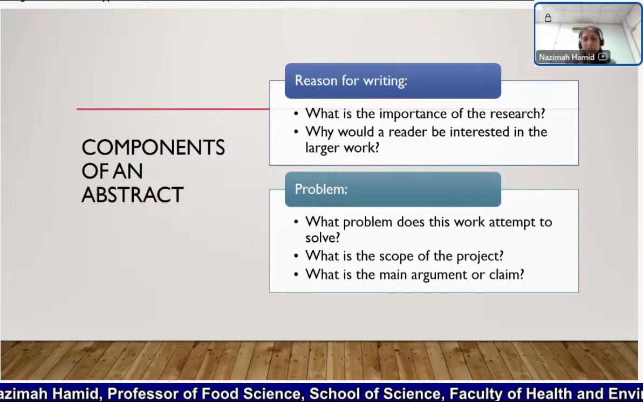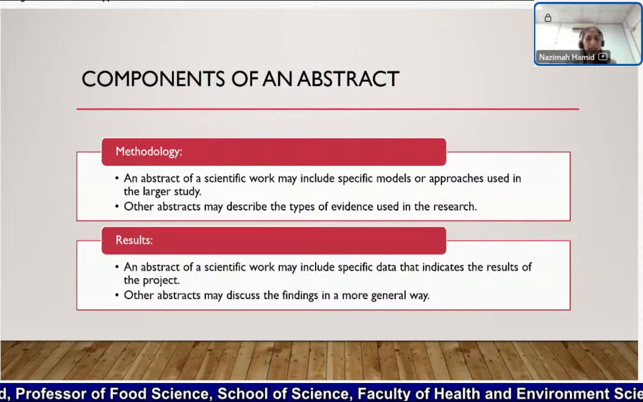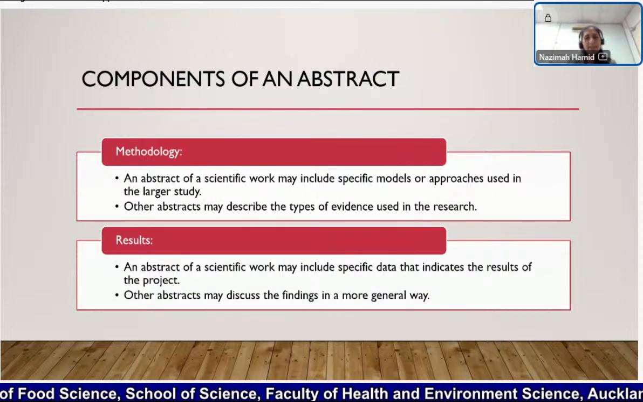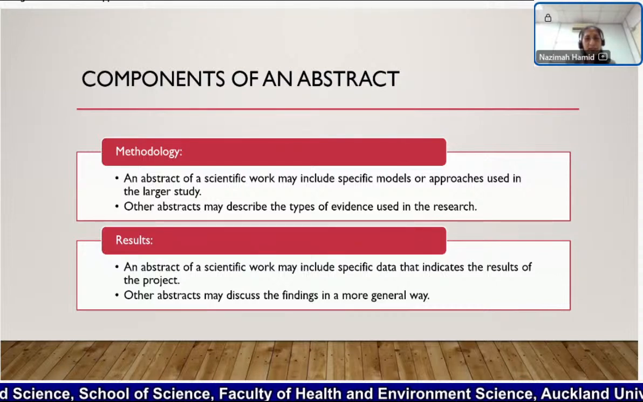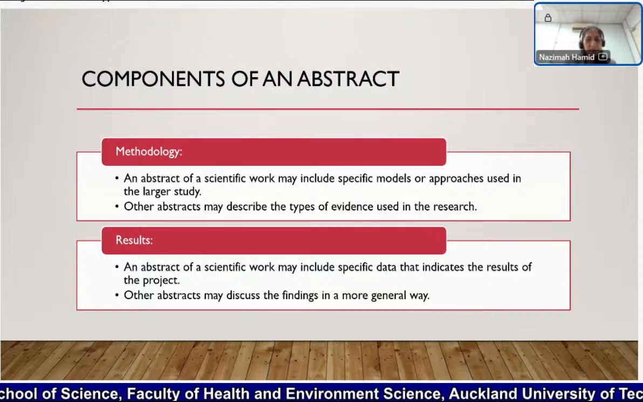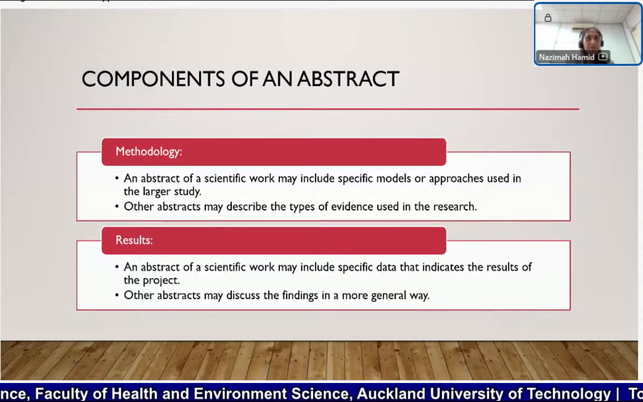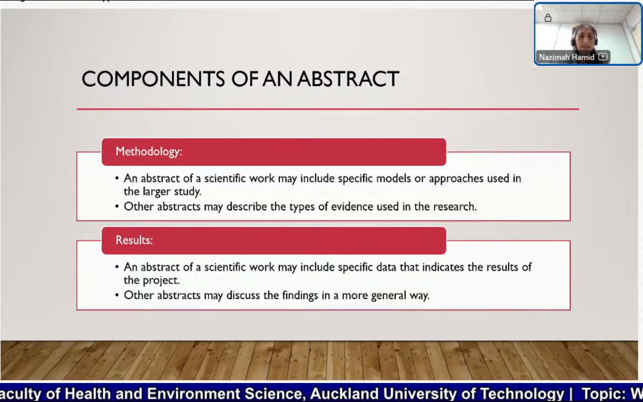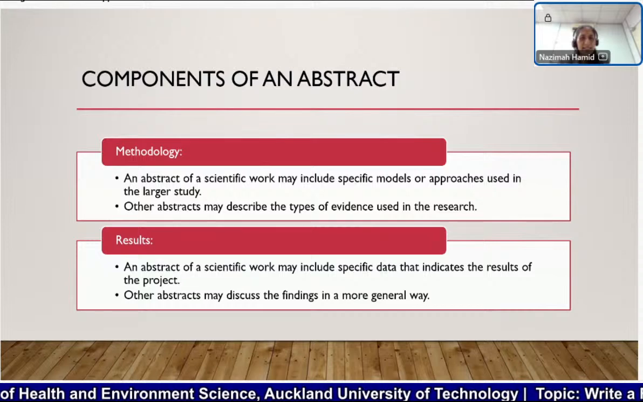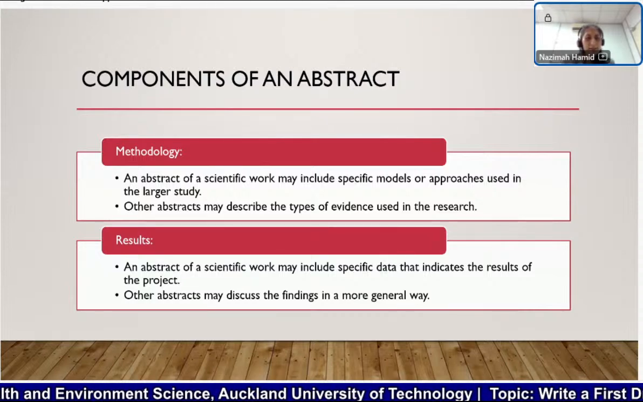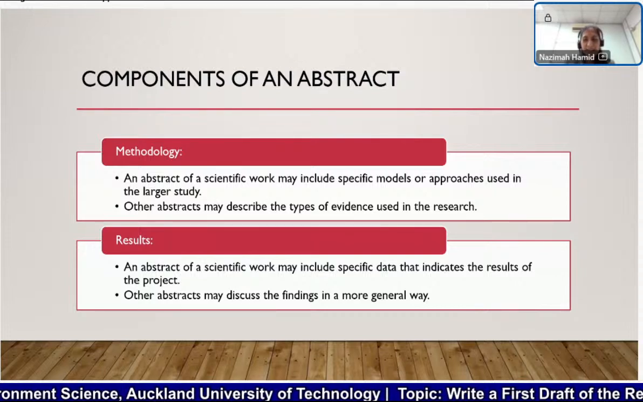And what is the scope of the project? What is the main argument or claim? And then an indication of the methods that you're using. It doesn't have to be specific methods. You just say you're using a GC method to look at the volatile composition, the physico-chemical characteristics. So that's basically a general thing that you indicate in your methodology in terms of your abstract, and some results.